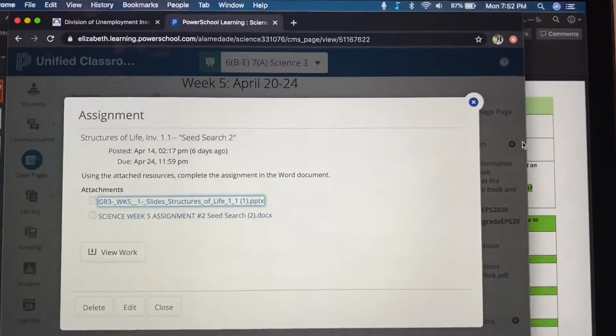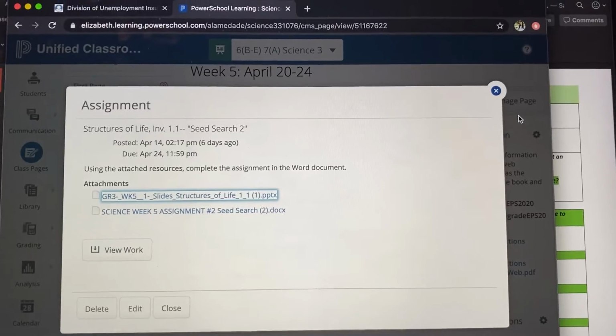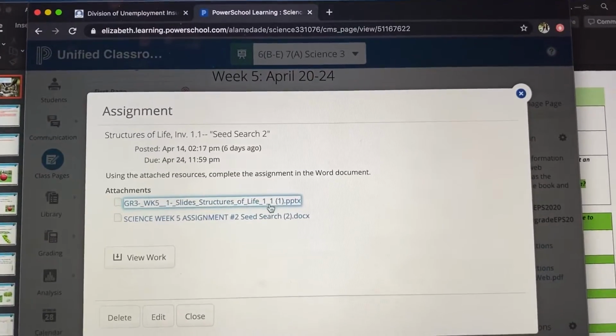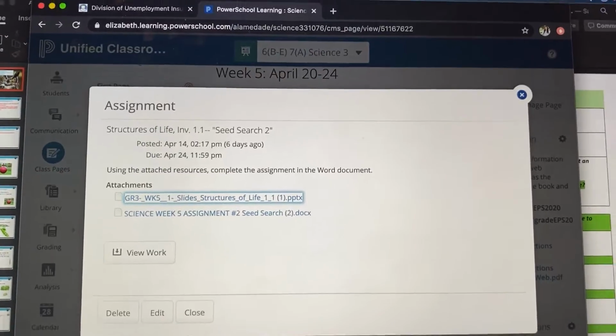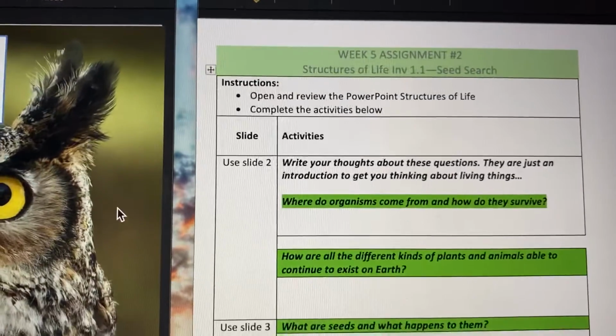Everyone. So for science, we have assignment 2. It's also connected with the seeds, with your seed search. You will have to use the PowerPoint, and then we do have another document, which I will show you right here. This is the document. This is what you guys will be working on.